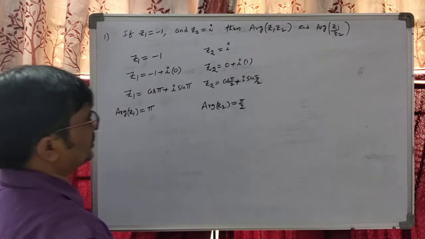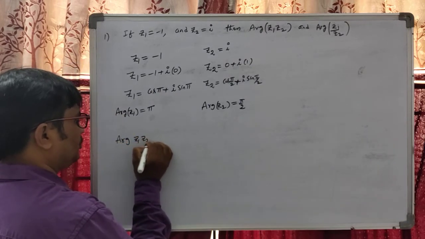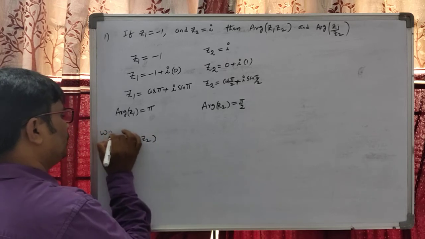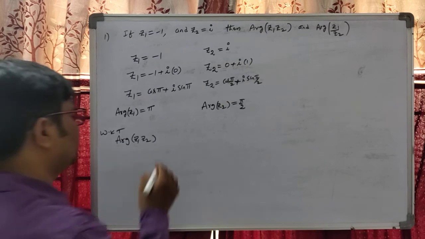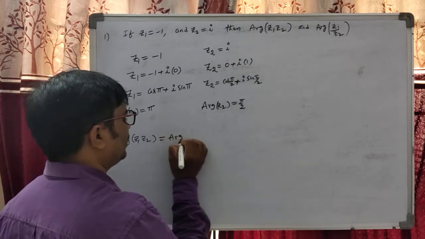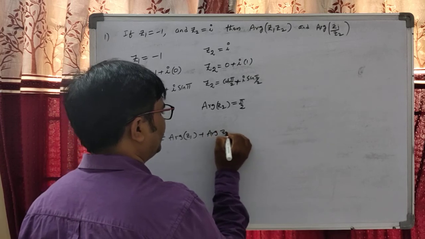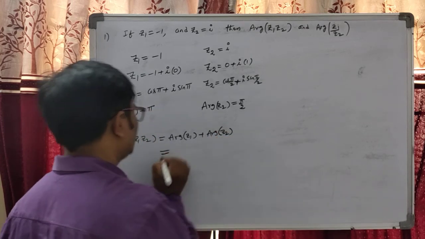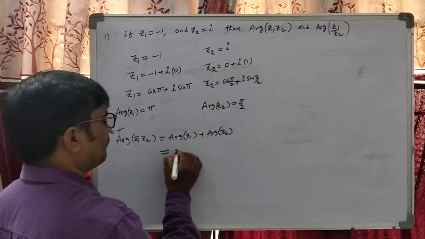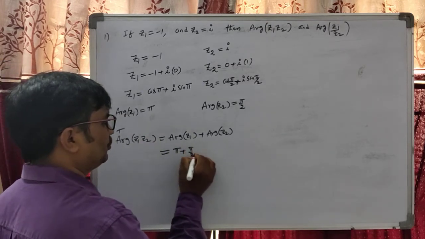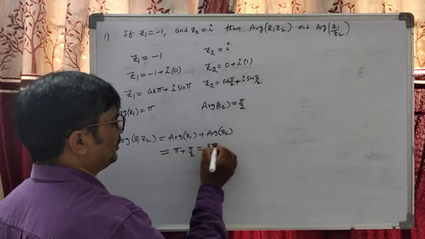So students, the first question is the argument of Z1 into Z2. We know that the argument of Z1 into Z2 is the argument of Z1 plus the argument of Z2. The argument of Z1 is pi, plus pi by 2. 2 pi plus pi is 3 pi by 2.